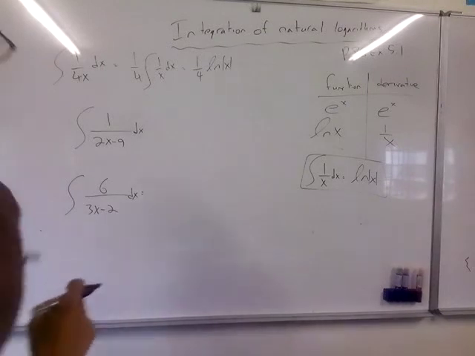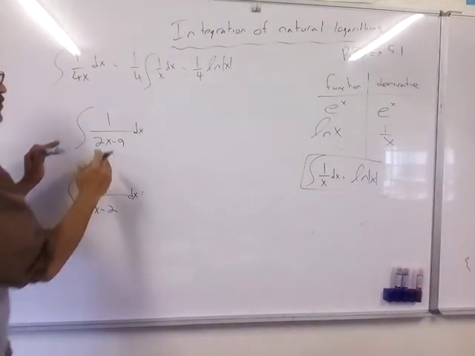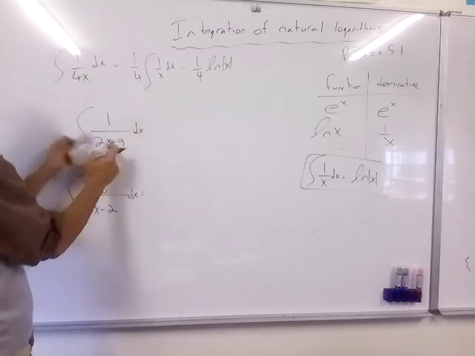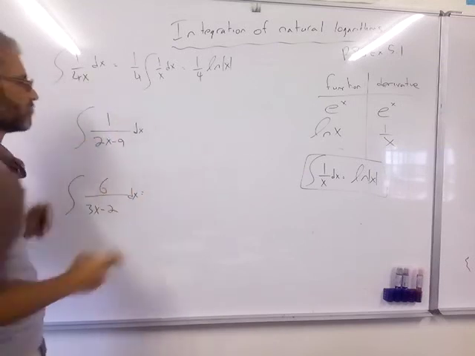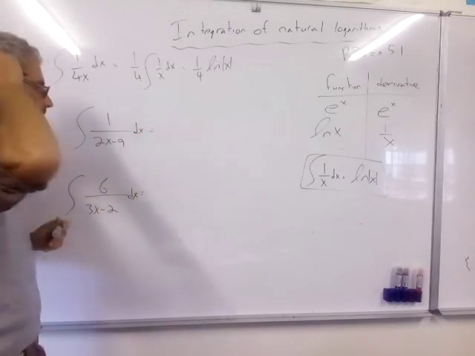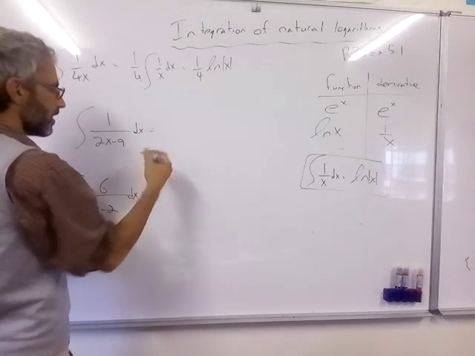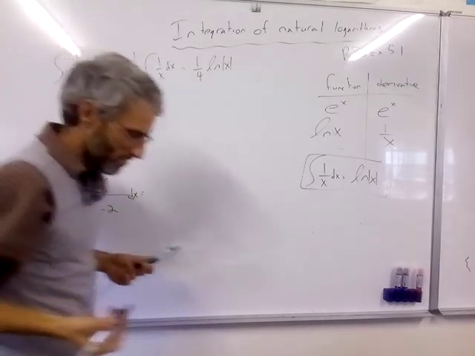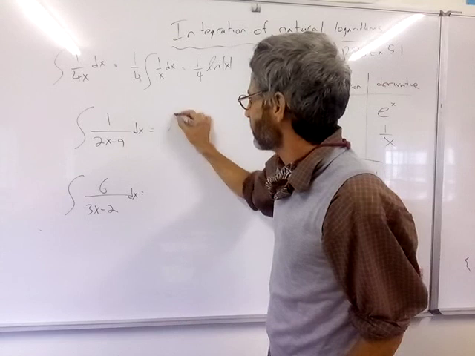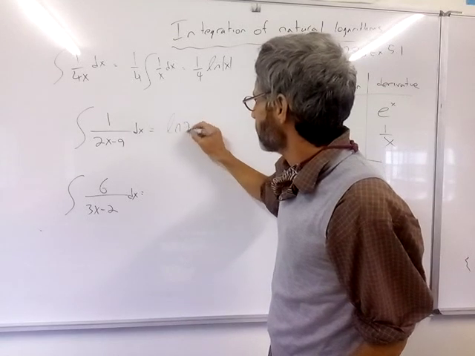Okay, a couple more examples, a little bit more tricky. So now I've got 1 over 2x minus 9. I can't just, like here, take out a constant and then have 1 over 2x. So again, I need to guess a solution. The first one will be a guess that you might not have guessed, but then you will get it. So my guess is ln of 2x minus 9.